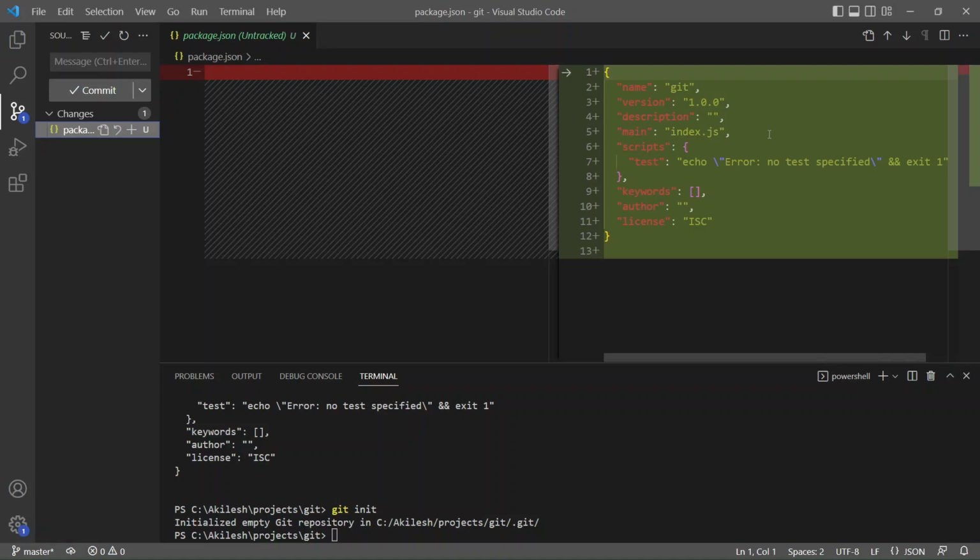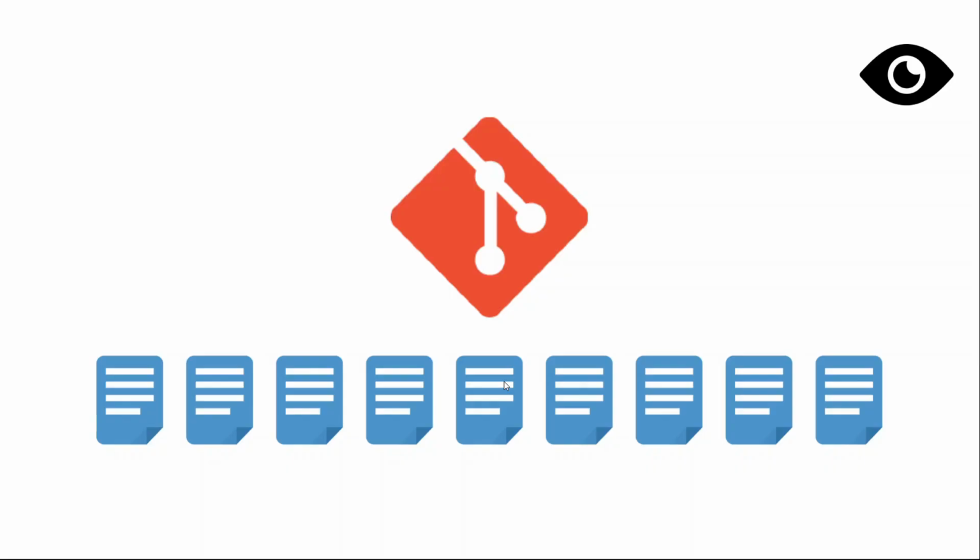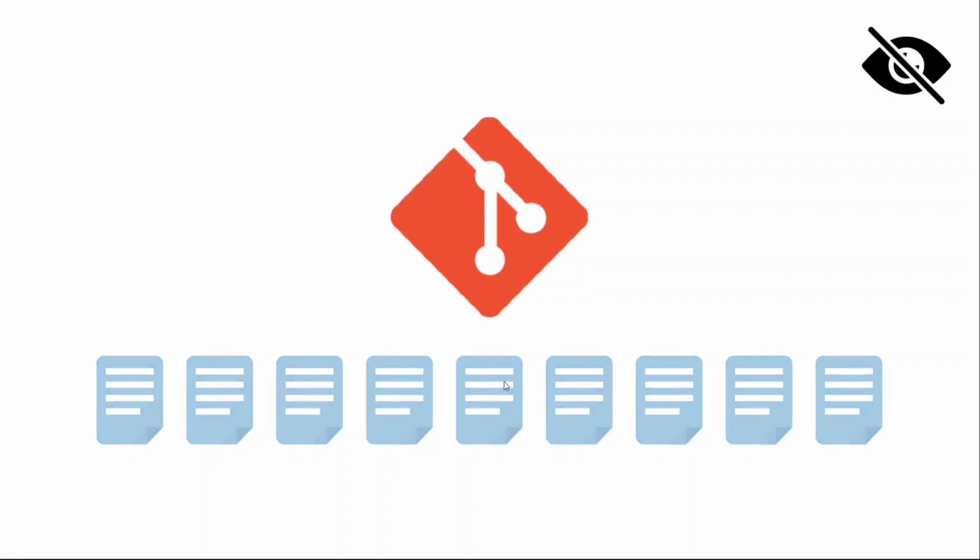Before that, actually let's understand the different states of a file in Git. So every file in your working folder will either be tracked or untracked by Git. Initially, if you have created a Git repository locally, all the files in that repository will be untracked. Only when you commit those files will they start being tracked by Git.